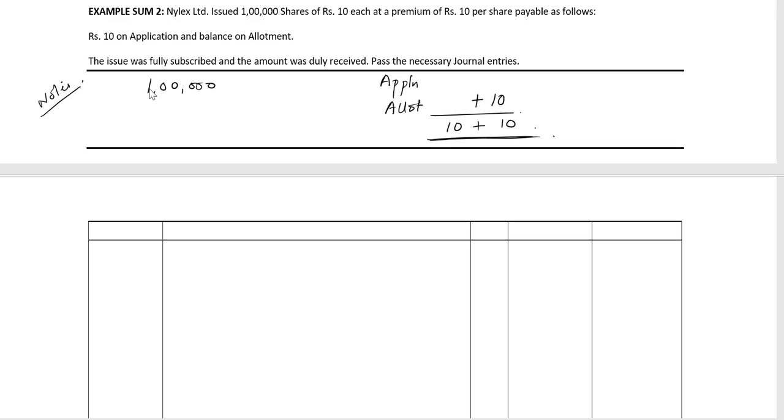In the sum, it's given that 10 rupees is payable on application. It does not include any premium. So it's 10 plus 0 in the case of application and 0 plus 10 rupees premium in the case of allotment. So there is no amount towards share capital which is payable at the time of allotment. Let's go ahead with the solution.